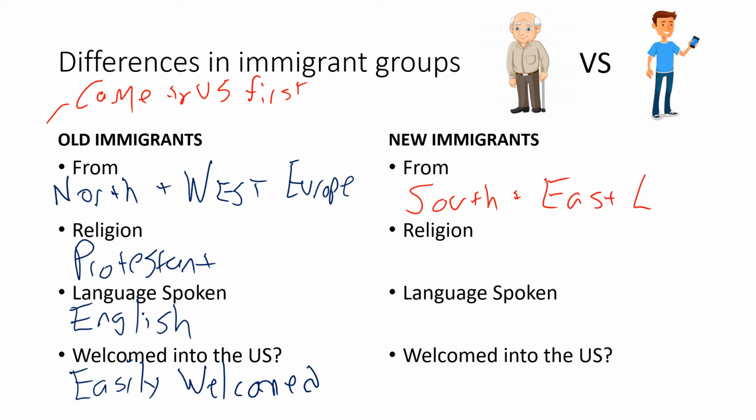Now that right there is a huge difference. These areas of Europe are going to be a lot different. There's a lot different customs, a lot different languages. It's not the same as what we're going to experience with the old immigrants. The next thing, their religion. They were Catholic and they were Jewish.